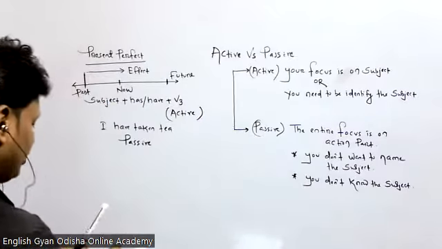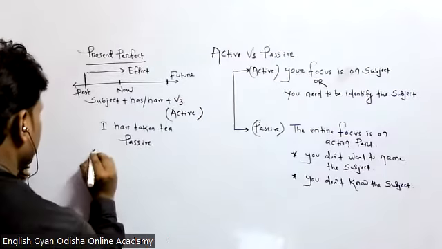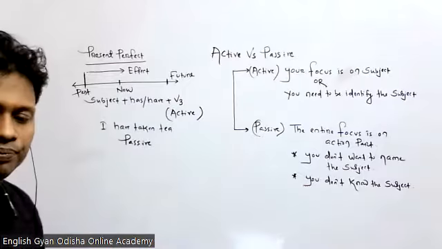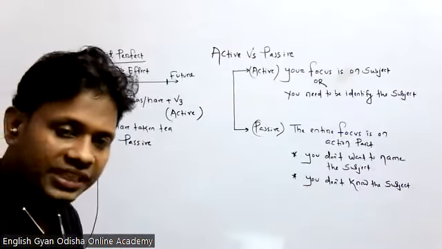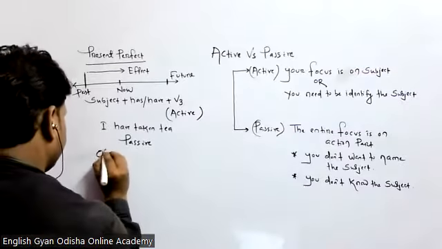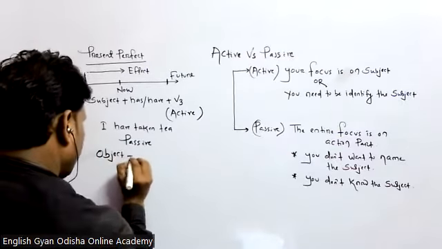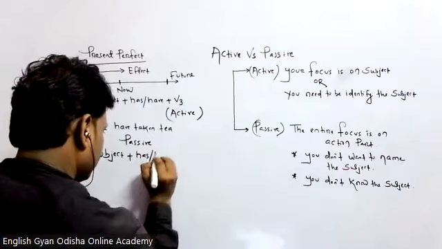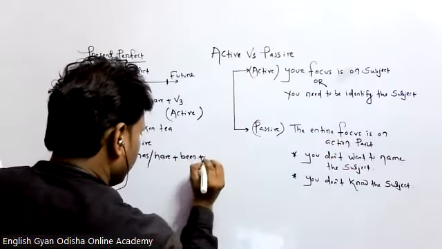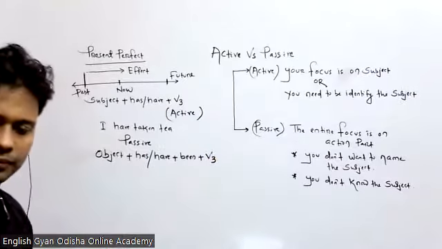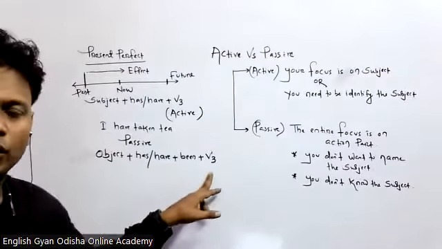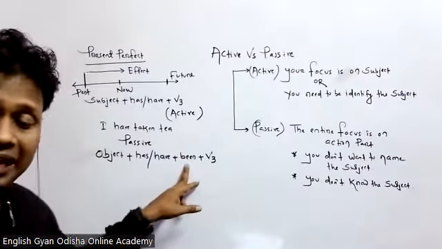What is the passive structure? Whenever it is passive, we have to take the object in the initial part, right? It should be object plus has or have plus been plus V3, right? Check it out. Object plus has or have plus been plus V3. Why is it important? Been is a part of the structure.